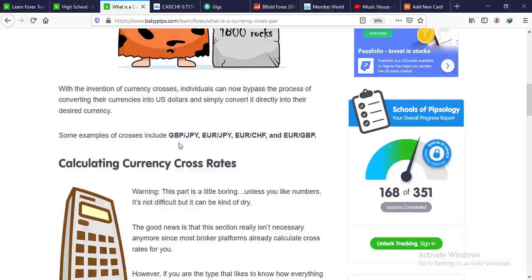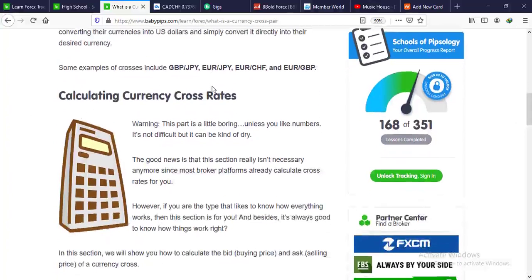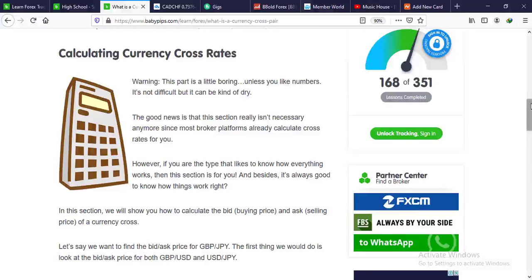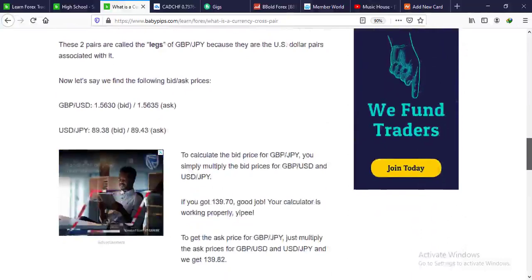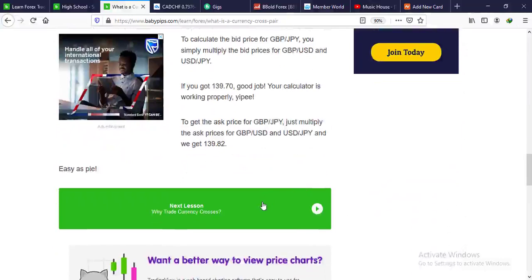But today that doesn't happen, because of technology, right? It is not very easy to see the conversion due to technological advances. It happens, but you do not know how it's being done. Your broker is there already, behind the scenes, carrying out these transactions on your behalf. So technology has made everything easier. Calculating currency cross rates, I can tell you for sure nobody does this. Okay, so let's move on to the next lesson that says, why trade currency crosses?